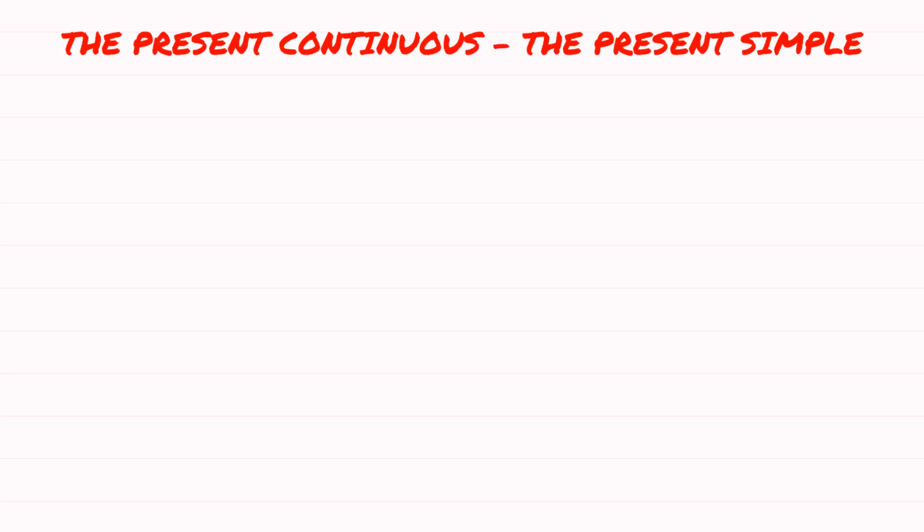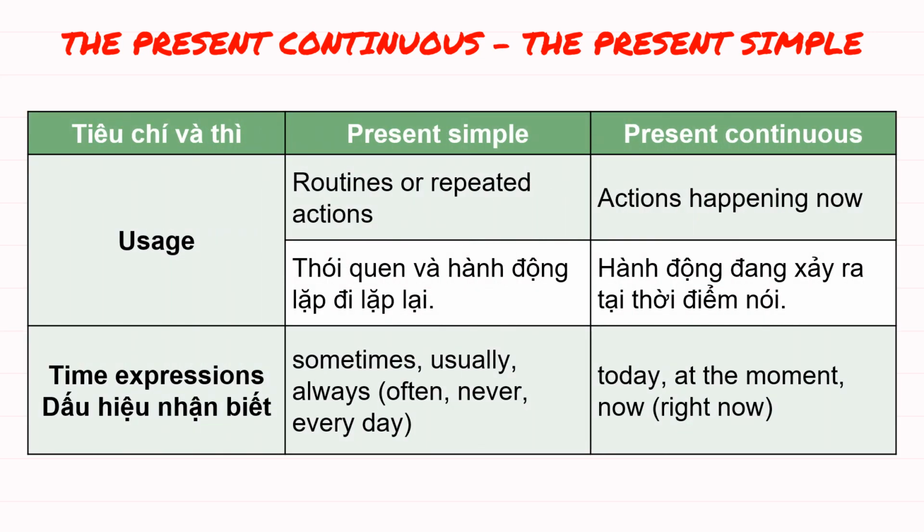Now let's look at the present continuous tense and the present simple tense. They have some differences like this. We use the present simple tense to talk about the routines or the repeated actions, and we use the present continuous tense to talk about actions happening now. When we use the present simple tense, in the sentence we can use the time expressions like sometimes, usually, always, often, never, or every day. But in the present continuous, we can use the time expressions like today, at the moment, or now, right now.